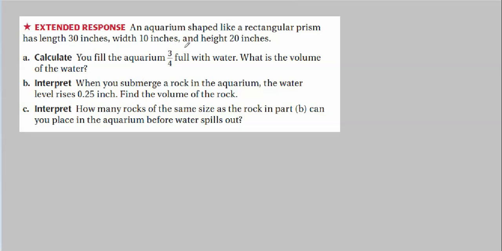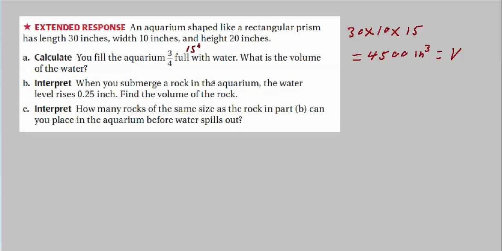So let's put that in here. 15 inches is how high the water level would be, but it's still going to be 30 by 10. So this is pretty easy. We just have to write 30 times 10 times 15, because it's only 3/4 full. So if we multiply this out, we get 4,500 cubic inches.